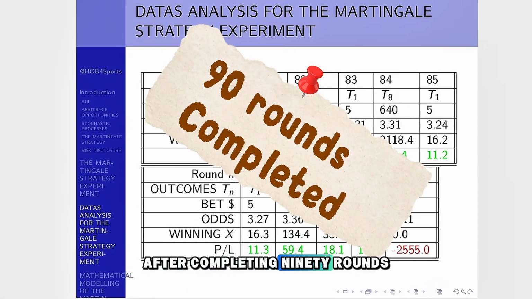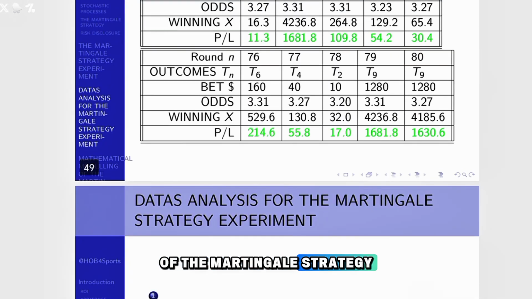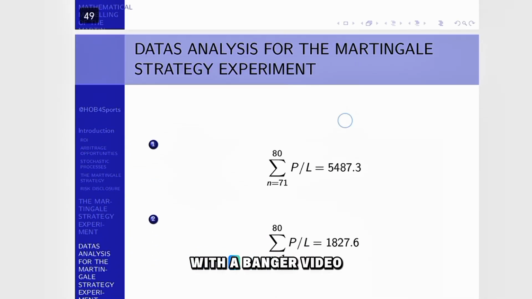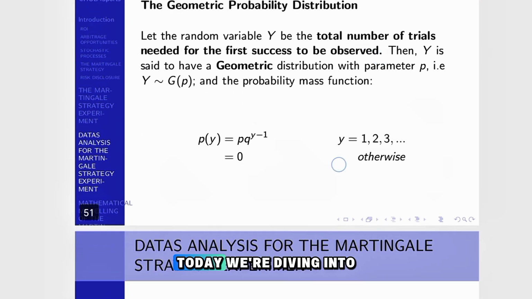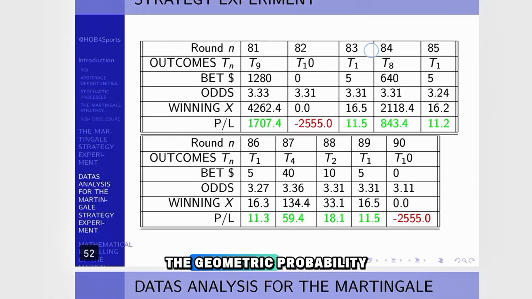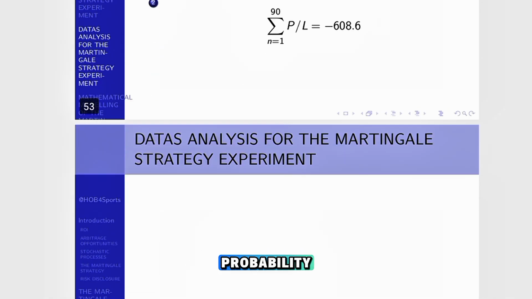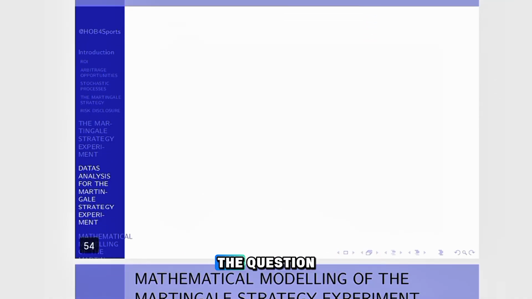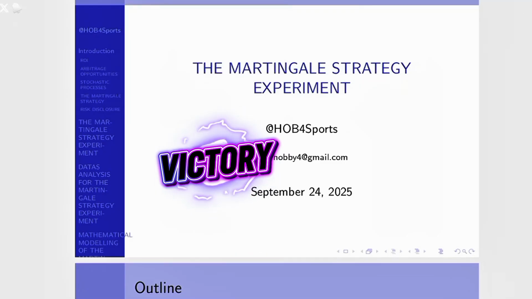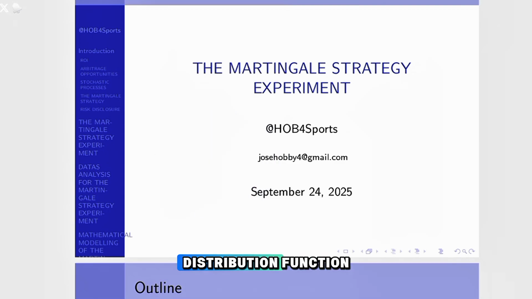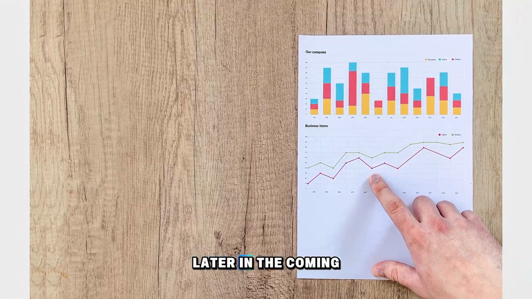After completing 90 rounds of successful outcomes of the Martingale strategy, I am back again with a banger video, and since I am very close to 100 rounds today, we're diving into the geometric probability distribution, a powerful concept in probability and statistics that answers the question: how many tries will it take until we succeed? And a very important distribution function that I am going to use for modeling later in the coming videos.